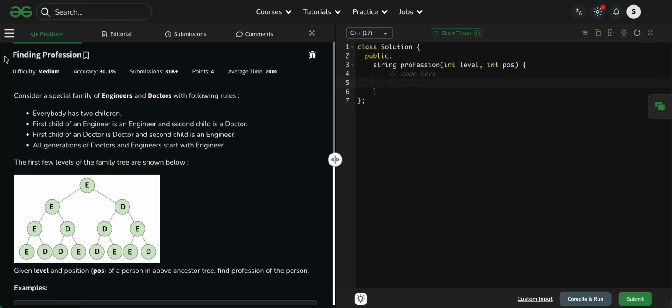Today is all about the problem of finding professions. What is it? What do you understand from it? It is a very easy approach.